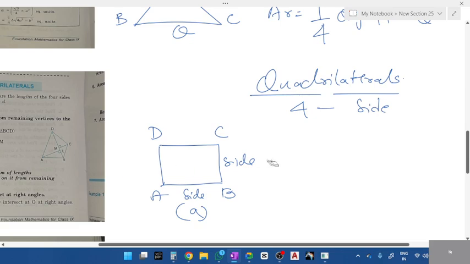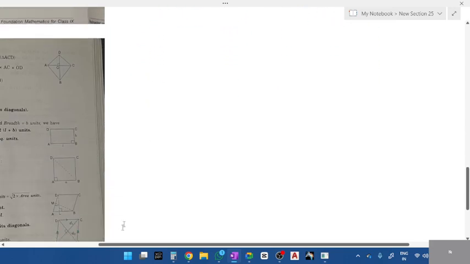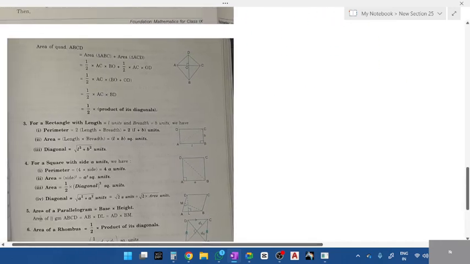Yes, this is a square. For a square, all four sides are equal. Remember. Now tell me, what is the perimeter? Add all four. What do you get? 4A, right? Or what's the other thing you can write? Instead of A, you can even write 4 into sides, 4 multiplication sides. This is the perimeter, and then area for the square.